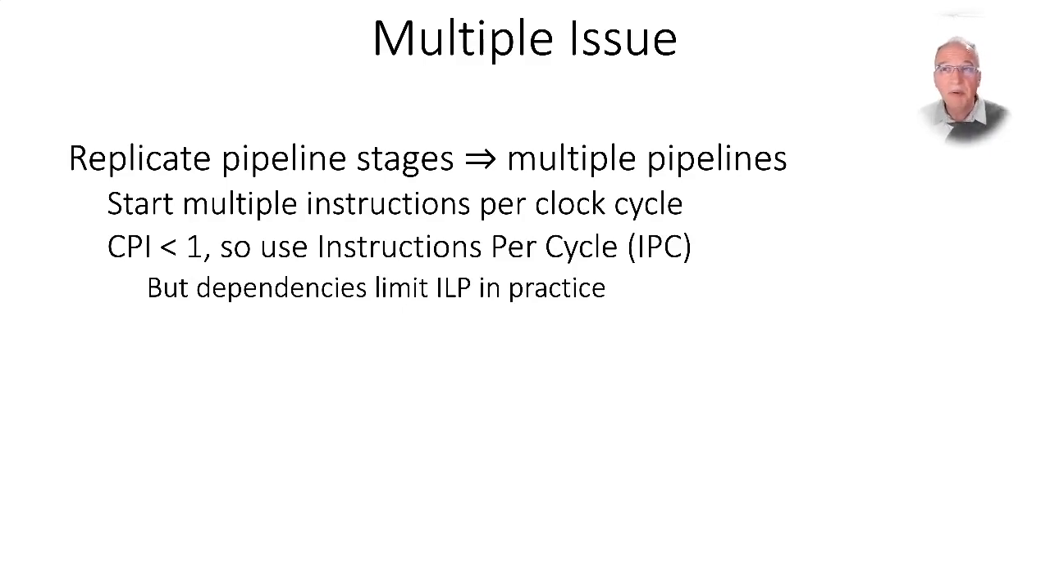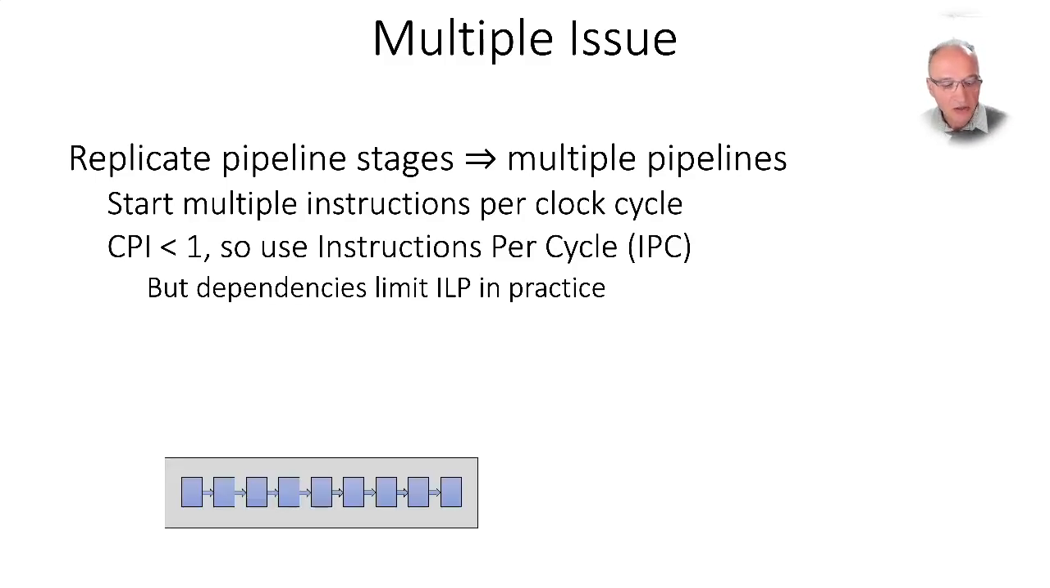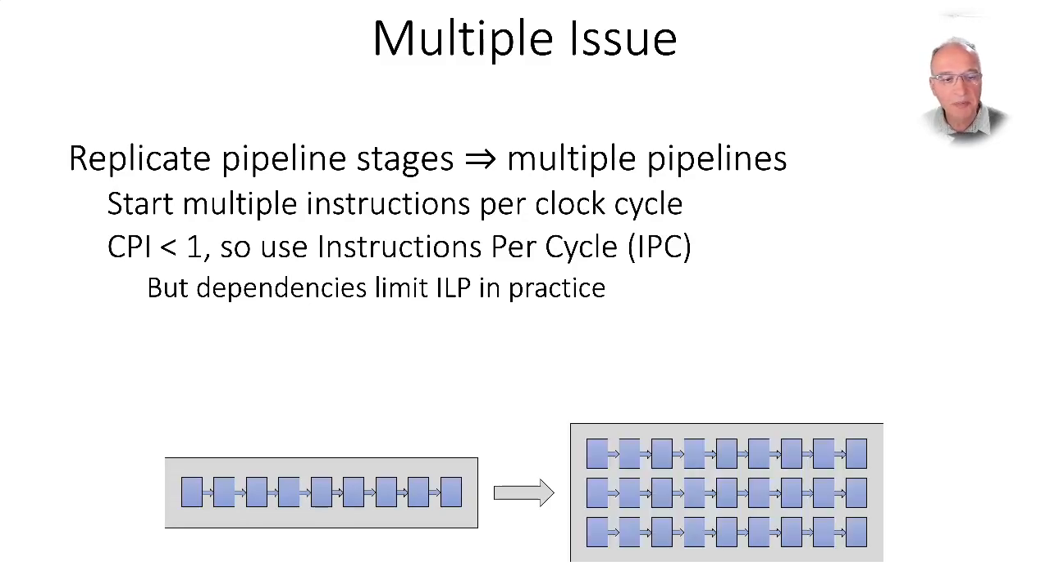However, the dependencies that you have in a program, the data dependences, will limit the instruction level parallelism that you have in practice. So the idea of multiple issue pipelines is that instead of having a design with a single pipeline, you have a design where multiple pipelines are operating at the same time, and you can have multiple instructions being fed to these multiple pipelines. This is called a wider pipeline, and this is what's known as a superscalar machine.